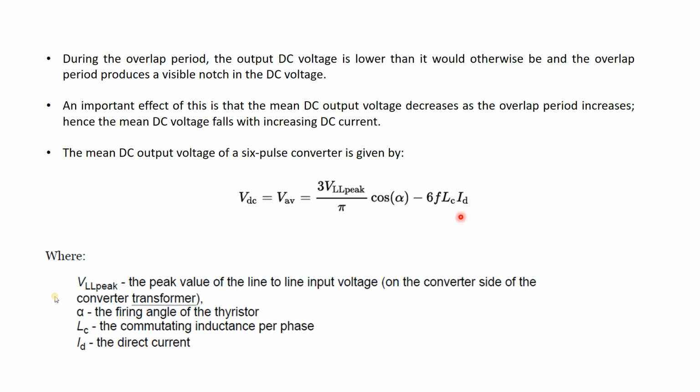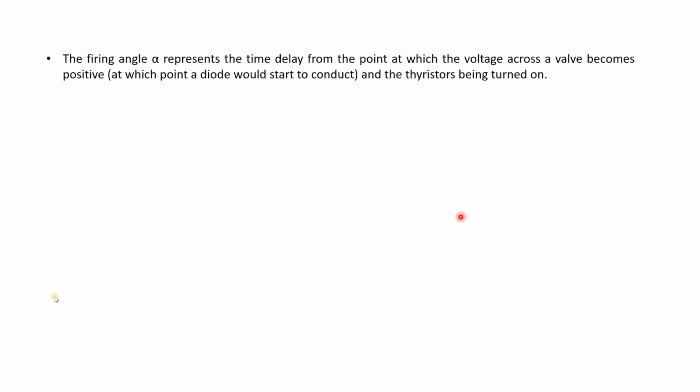And LC is the commutating inductance per phase, and ID is the direct current, that is the DC current. So the firing angle represents the time delay from the point at which the voltage across a valve becomes positive. That means a time delay is necessary: if you switch valve 1, then after an angle of pi by 3, valve 2 or valve 3 has to be switched on, because valve 1 and valve 2 were operating.